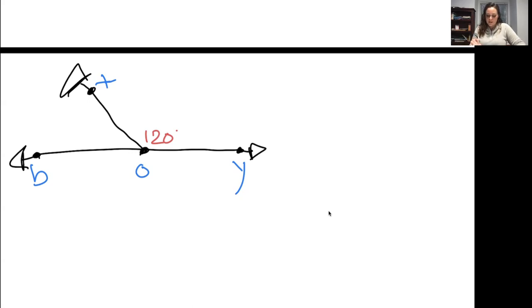So if we already had angle, and I'm going to start with my big one because it looks like they already gave me my big one. I've got that one right there going BOY. If I connect those dots, that gives me angle BOY.